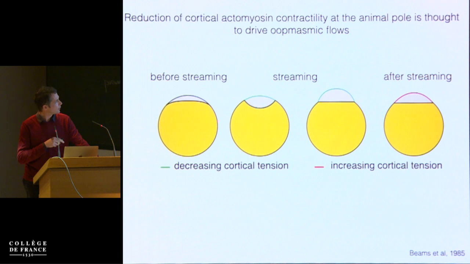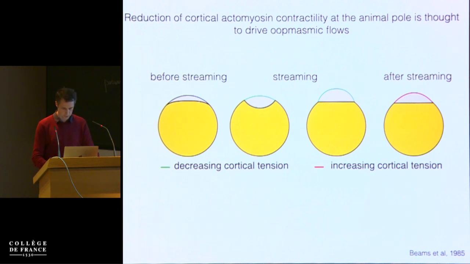They said that to trigger these flows, the only thing you need to do is disassemble, or reduce, surface tension up at the animal pole, which leads to a deformation of the animal pole, like a bleb in a migrating cell. This deformation then triggers flows, and the ooplasm flows much faster than the yolk granules. So in this model, what they proposed is that the actomyosin cortex of the oocyte is specifically disassembled at the animal pole, leading to deformation and then flows.